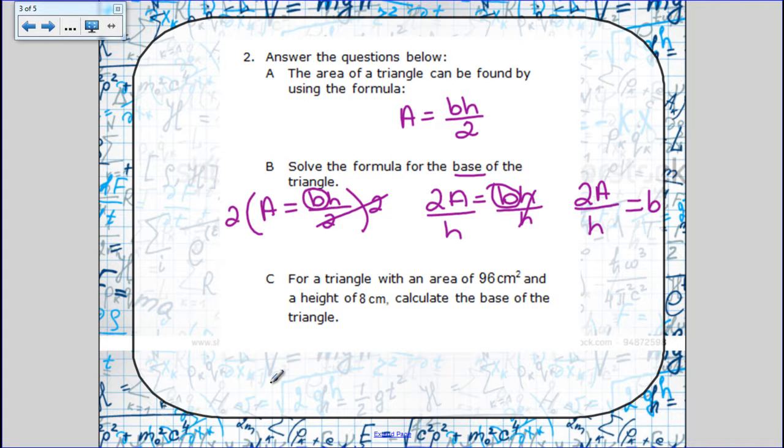So part C, you have a triangle that has an area of 96 centimeters squared, so there's your A, and a height, your h, of 8 centimeters. We want to find the base of the triangle. So we're going to use our rewritten formula. I have 2 times the area, which is 96, divided by the height, which is 8, will give me the base. And so I just grab my calculator.